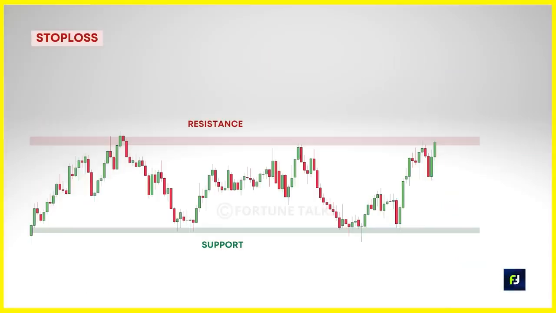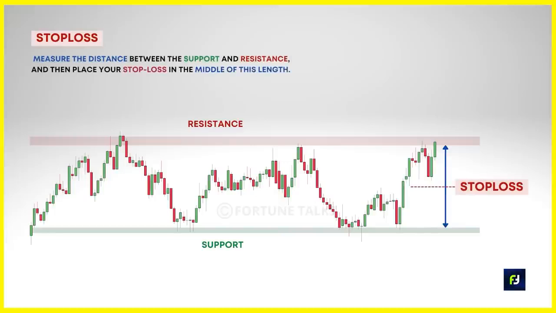Now we will learn to set a proper stop loss. We don't want the stop loss to affect our risk management. So when you notice a rectangle breakout, you have to measure the distance between the support and resistance and then place your stop loss in the middle of this length. This is applicable to both top and bottom rectangles.